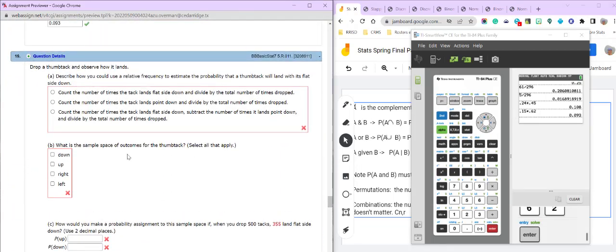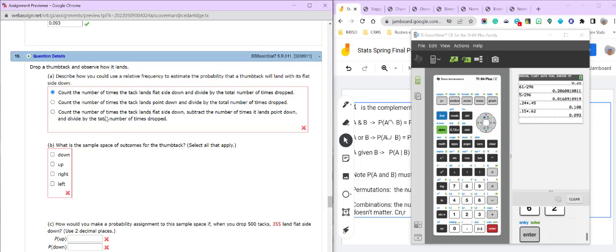Then, okay, drop a thumbtack and observe how it lands. Describe how you could use a relative frequency to estimate the probability a thumbtack will land with its flat side down. So you count the number of times the tack lands flat side down. That sounds really good. And then you divide by the total number of times dropped. Let's see. Point down. We don't want point down. We want flat side down, right? Yes.